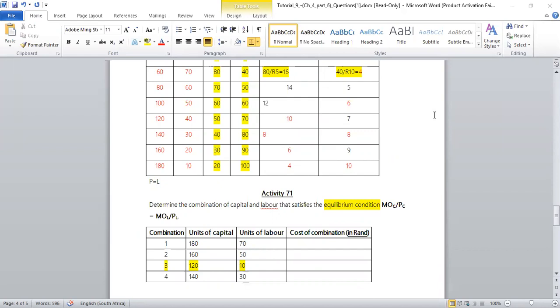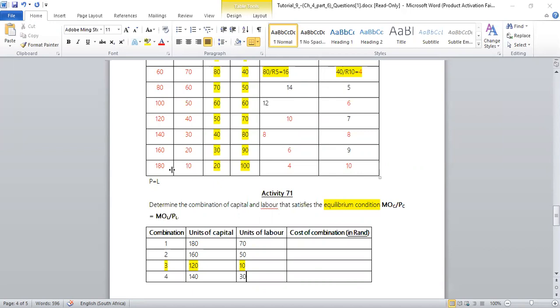Guys, do you understand so far? We are not done. No, sir, I don't understand. Guys, where did you get lost? How do we calculate the unit? This unit? 180, yes.